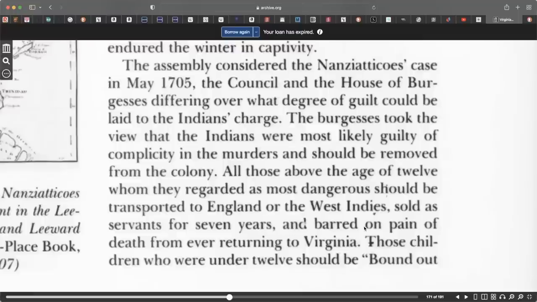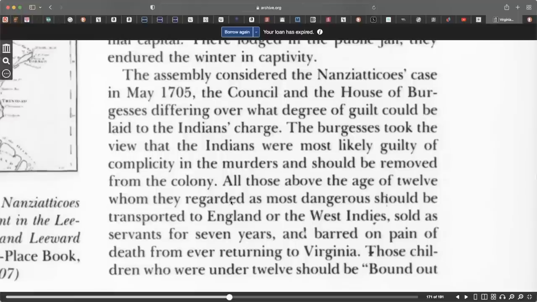They were free, but they couldn't return to Virginia. They got barred. If they got caught coming back, they would be killed. So the Nanzaticos, because they were just trying to keep their land, protect the remaining members of their tribe, which was already very low from what I'm assuming the settlers did to them, because these people were warriors. We heard in the beginning, 150 warriors, and all of a sudden they had only 50 people. That doesn't mean they were all warriors. It was women, children, and everything in that.